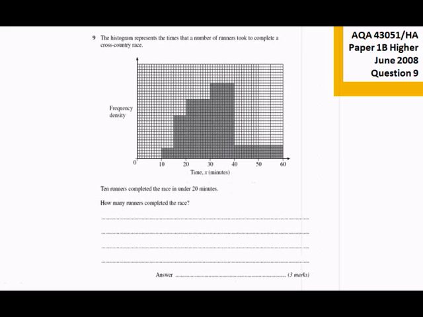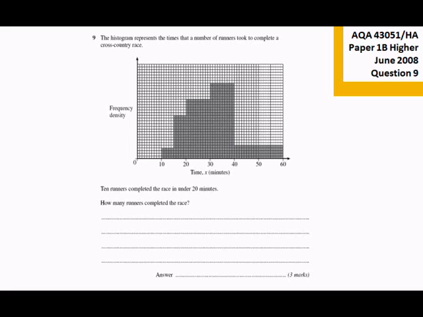Okay, here's another one, slightly easier to read. The histogram represents the times that a number of runners took to complete a race. So remember, it's the areas of these bars that represent the number of people, not the heights of the bars. 10 runners completed the race in under 20 minutes.